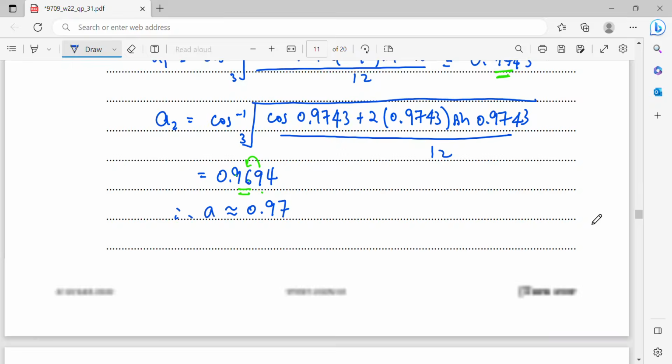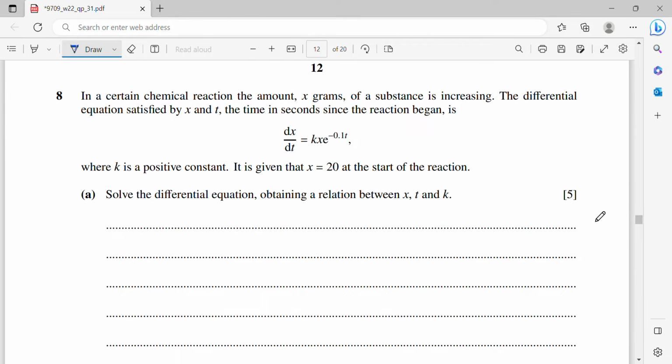Okay? So now let's move on to question 8. In a certain chemical reaction, the amount X grams of a substance is increasing. The differential equation satisfied by X and T, T means the time in seconds since the reaction began, is dx dt equals to kxe negative 0.1 t, where k is a positive integer. Now, it's given that x equals to 20 at the start of the reaction. So, start of the reaction means when t equals to 0, right? The x is 20. Now, A, solve the differential equation, obtaining a relation between x, t and k.